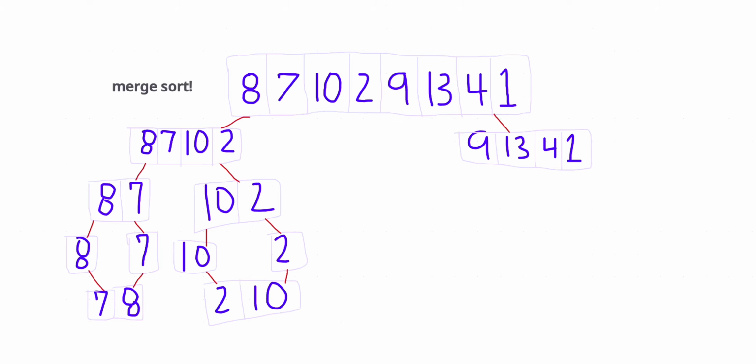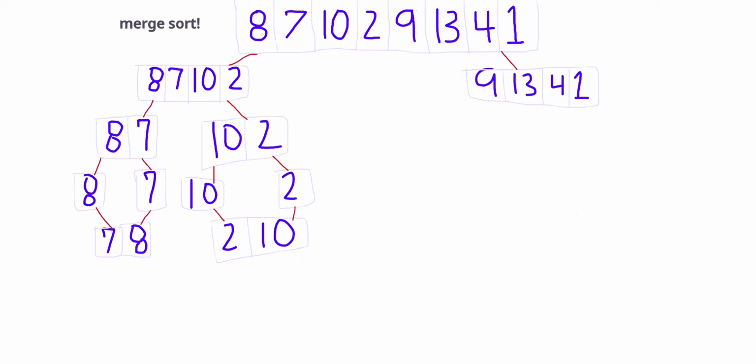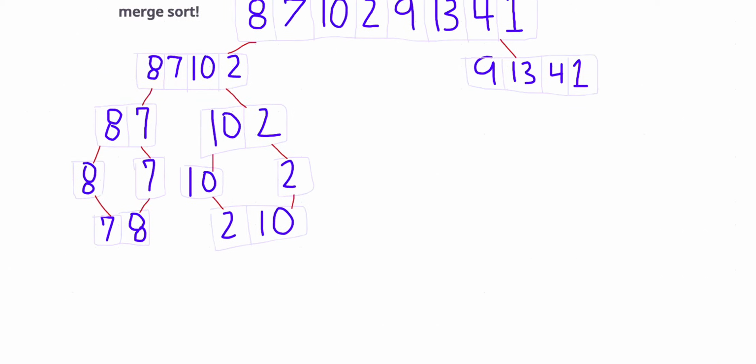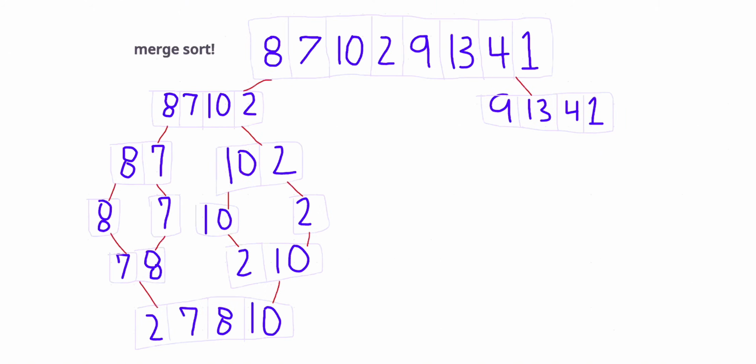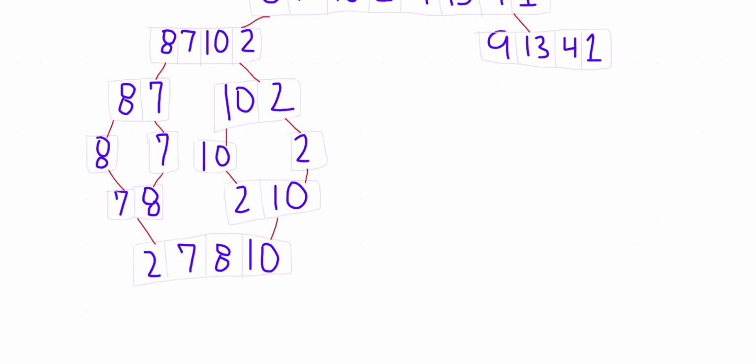Now that the left side of our left subarray has been sorted and the right side of our left subarray has been sorted, it's time to merge these two sorted subarrays back together. So 2 is the smallest element, so it'll be the first element of our new subarray, followed by 7, and then 8, and lastly 10. This is our third call to merge. And note that the left half of our original array has been sorted relative to each other.